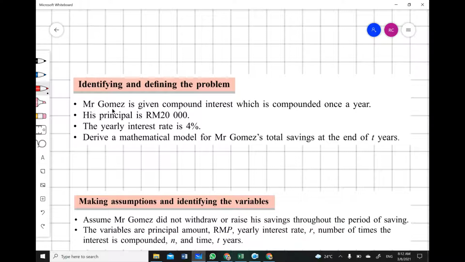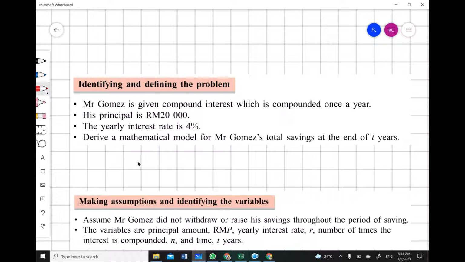Okay, the first one, Mr. Gomez is given a compound interest, which is compounded once a year. Up to you how you write the sentence, as long as you mention it is compounded once a year. This is the important point. Okay, his principal is RM 20,000, and then the yearly interest rate is 4%. So the question: derive a mathematical model for Mr. Gomez's total saving at the end of T years.